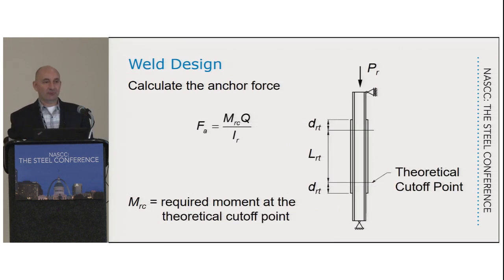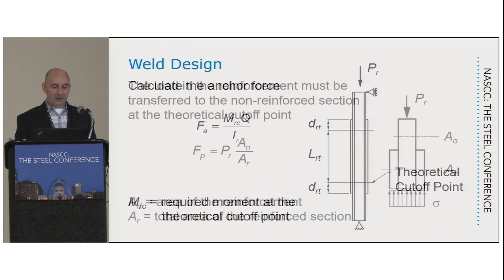And for the anchor force at the end of the reinforcement, it's very similar. I don't remember covering this in sophomore level strengths of materials class, but it's very similar to get the force at the theoretical cutoff point. You just replace the V sub R with this M sub RC. So MQ over I gives you the anchor force. The Q and the I sub R are the same, and the M sub RC is the moment at the theoretical cutoff point. But that's only due to the moment.